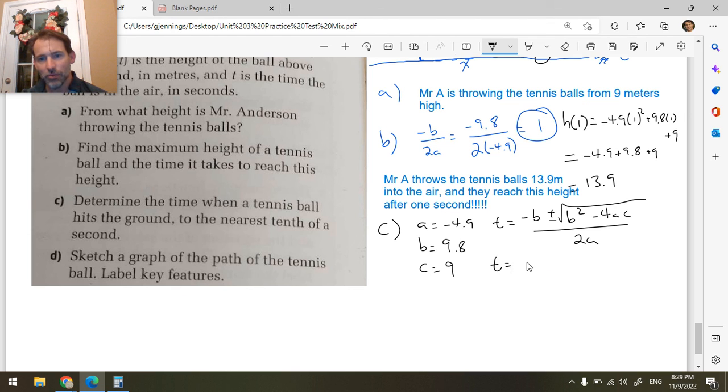So t is equal to negative 9.8 plus or minus the square root of 9.8 squared minus 4 times 4.9, but it's negative, times 9. Okay, that's calculator fodder right there. Over 2 times a, well, that's negative 9.8. Okay, 4.9 times 2 is 9.8, but it's negative, so negative 9.8. All right, so t here is going to be equal to, can I simplify those negative 9.8s? Is that going to blow your brain? Yeah, you're just going to plug this into a calculator.